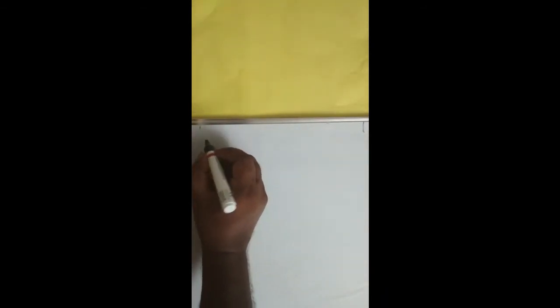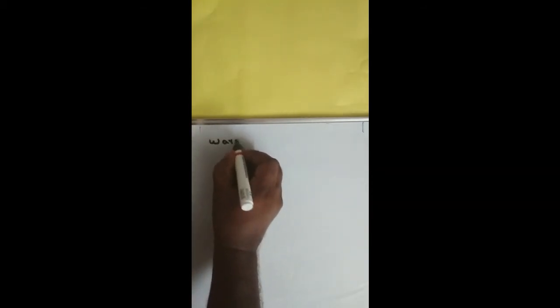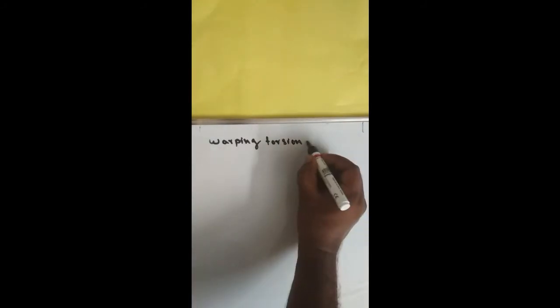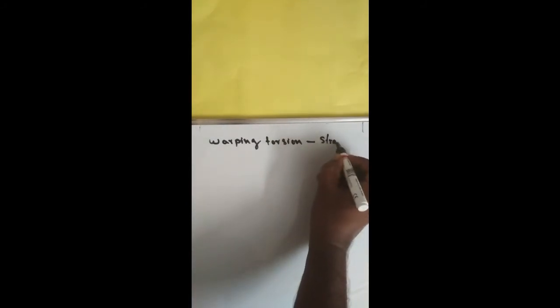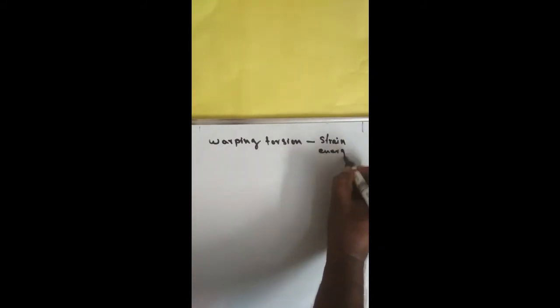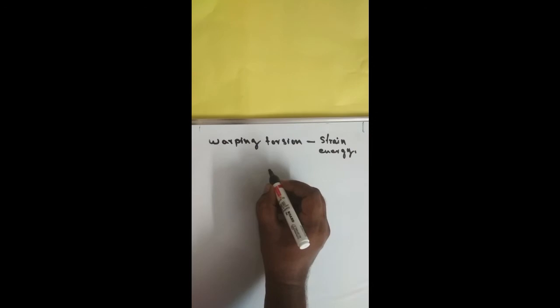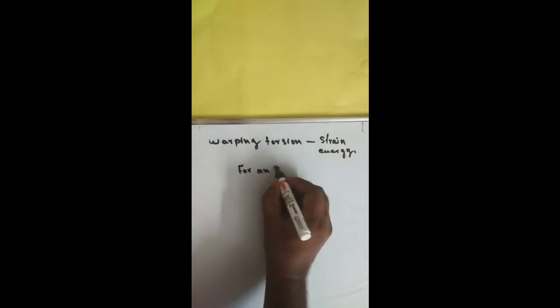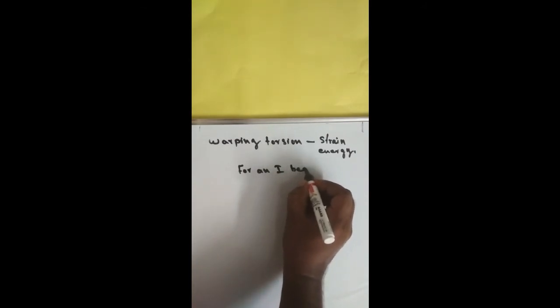Now we will move on to the second part, that is the warping torsion. We determine the strain energy of a bar. Warping torsion strain energy. Normally the warping will happen in an open section, I section or channel section.